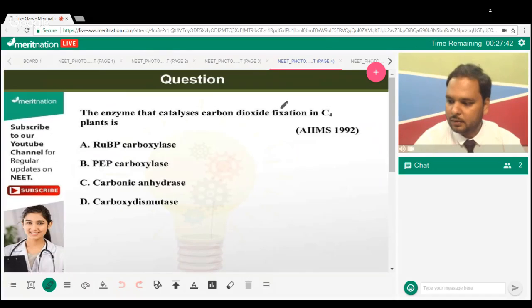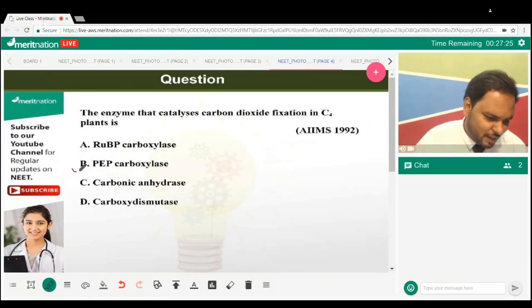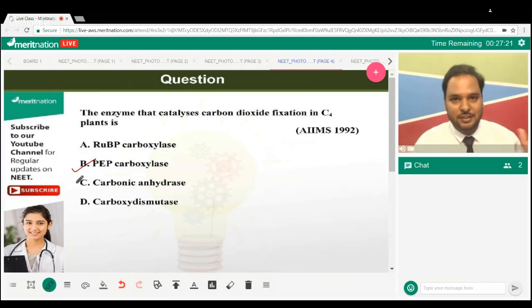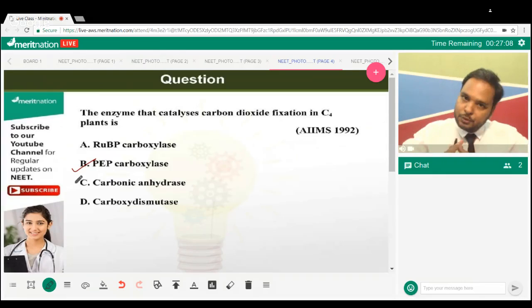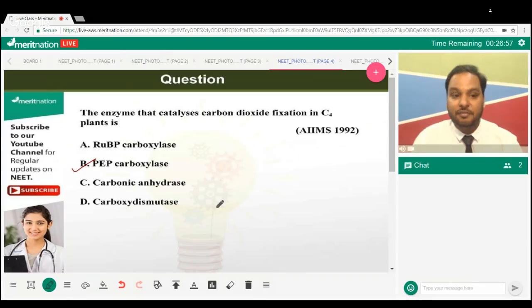Fantastic, everyone. Nice, nice. B. I can see here that most of you are saying B, and if most of you are saying B, then I should say yes, absolutely, it's the right answer, because we just studied that in the Kranz anatomy. The enzyme that catalyzes carbon dioxide fixation in C4 plants, first of all, is PEP carboxylase, because it first fixes the carbon dioxide and pushes it to the bundle sheath cells. Carbonic anhydrase and dismutase have nothing to do with it. So there are only two options, RuBP carboxylase and PEP carboxylase.